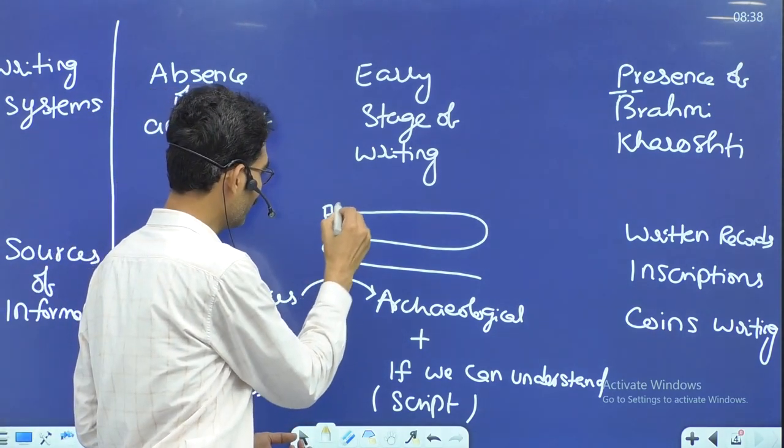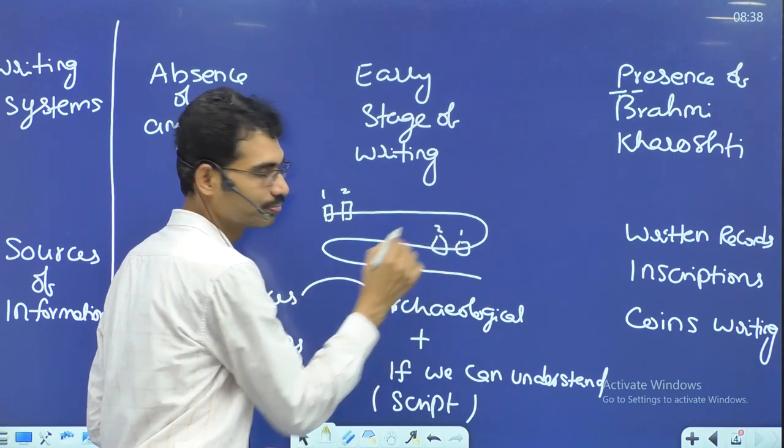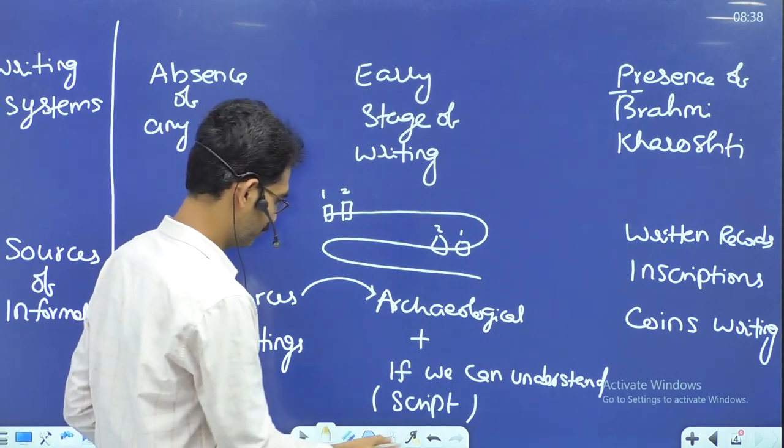Suppose whatever is available here, 1, 2, and it is coming 1 and 2. So that's why from this side to this side, likewise.